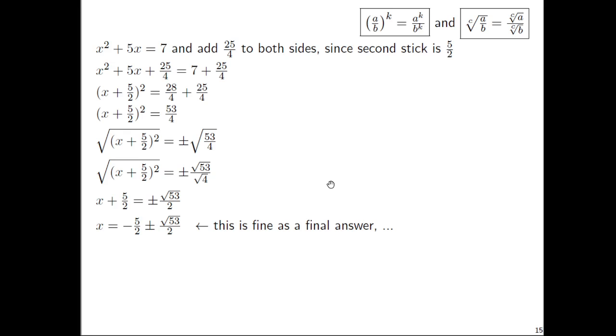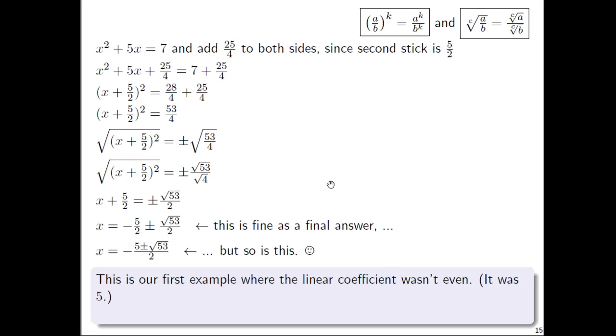Just be careful that the over 2 is not inside a radical. This is fine as a final answer, but so is this. If you want, you can say, look, we're adding or subtracting fractions with a common denominator, so we could stick it all in one fraction as well.